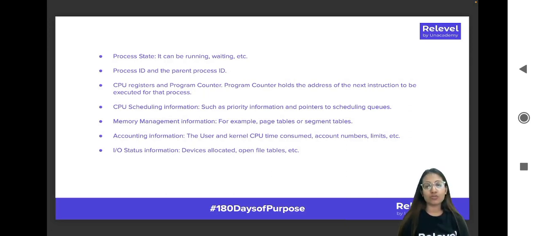In future, in the next slides, we are going to discuss in detail what scheduling and CPU scheduling for processes are. Next, we have the memory management information, for example, page tables and segment tables. In memory management, we store information about page tables, memory limits, and segment tables, depending on the memory being used by the operating system.